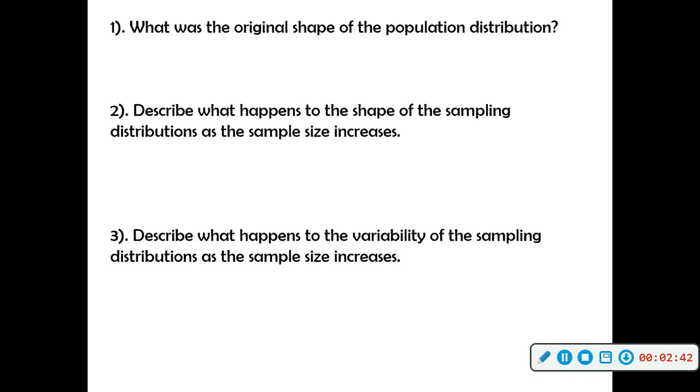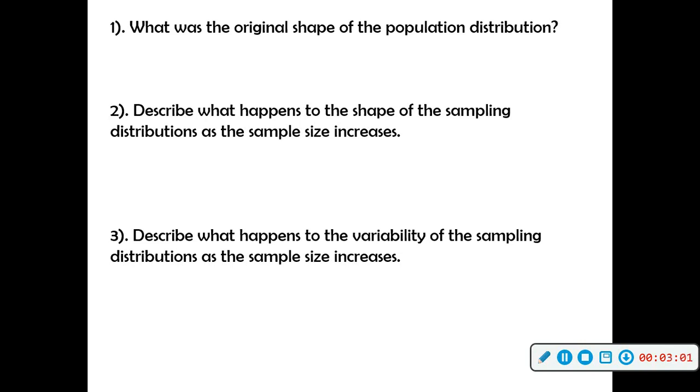Take a moment and think about what was the shape of our original population distribution. Well, it was normally distributed, right? So what happened to the shape of the sampling distribution as our sample size increased? Well, it stayed normal, right? Didn't really change at all. All of those were normal.